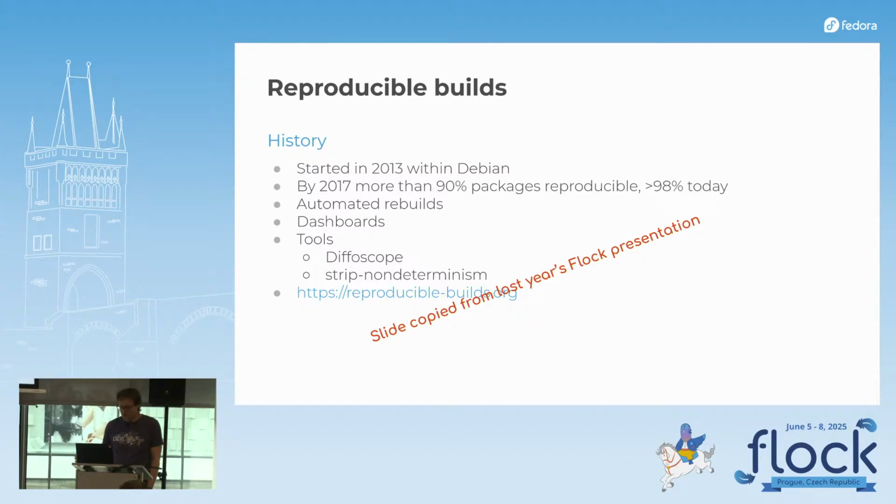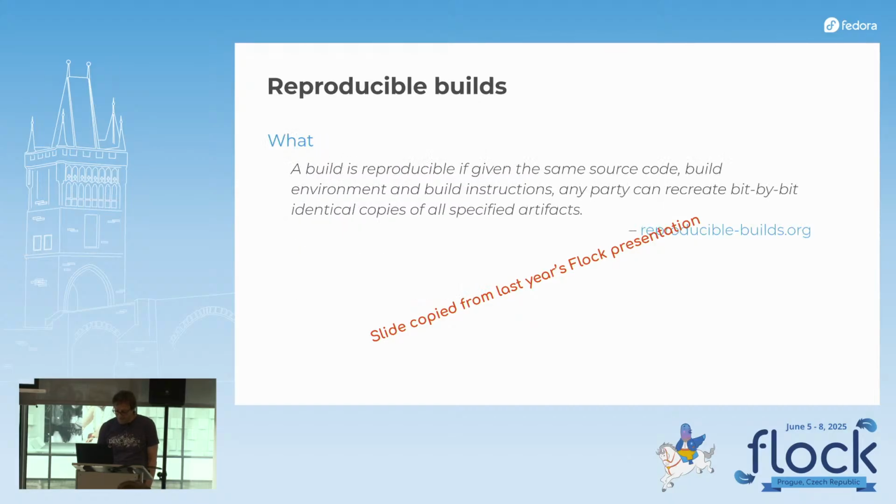And we are playing catch up. We got into the game very late. The official definition of reproducible builds is that a build is reproducible if, given the same source code, build environment, and build instructions, any party can recreate bit for bit identical copies of all specified artifacts.